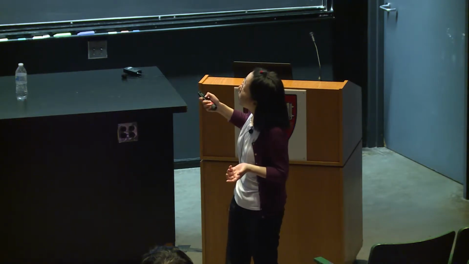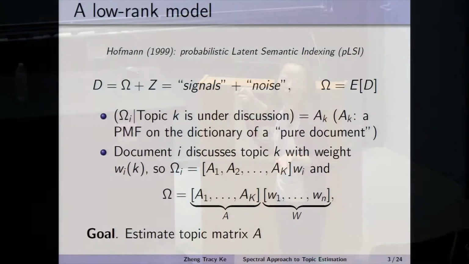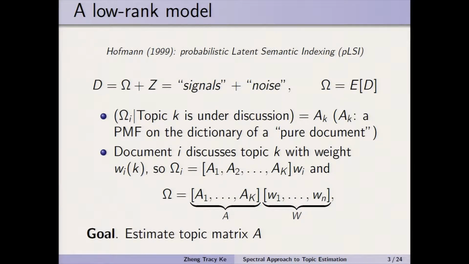In general, it's hardly the case that one document only discusses one topic. If it discusses several topics, then omega_i, the expected word frequencies, is a convex linear combination of the different A_k. Under this model, we can factorize the signal matrix omega in this form. Please keep in mind that omega may have a few thousand rows and a few thousand columns, but it is low rank. The problem of interest here is to estimate this topic matrix A.